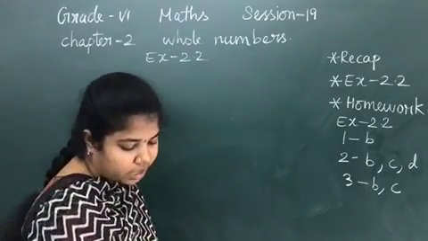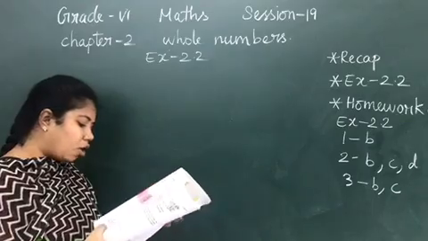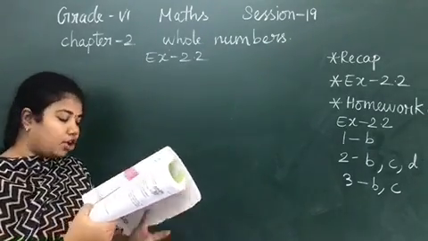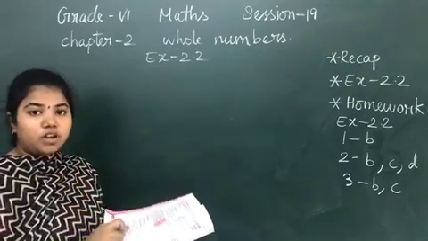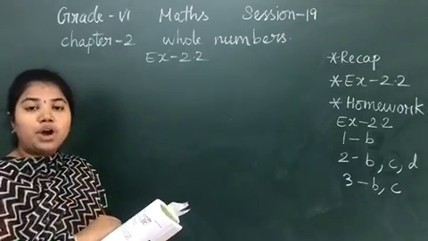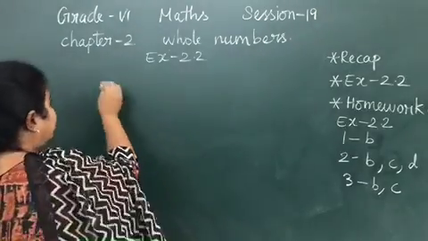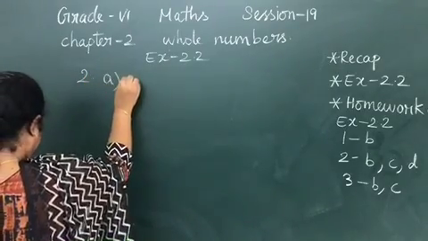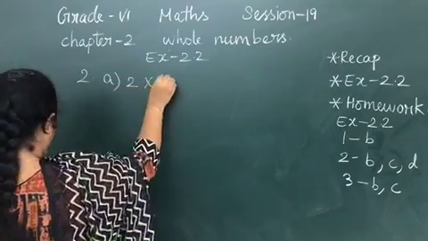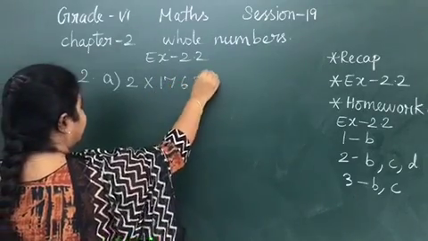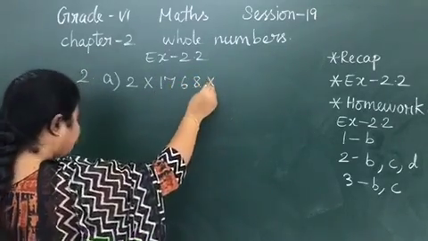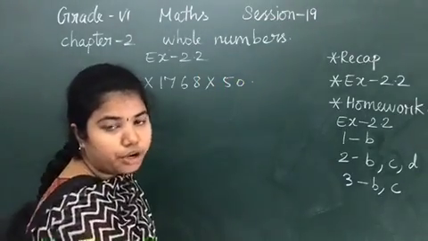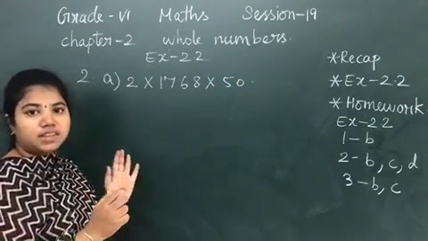Now let us move on to the second sum. Find the product by suitable rearrangement. Again you are going to rearrange the product and find it. The previous one was adding, that is sum. Now you are going to do product, multiplication. See the second sum. By suitable rearrangement, A: 2 into 768 into 50. Again here the same clue, but with multiplication, that is product.